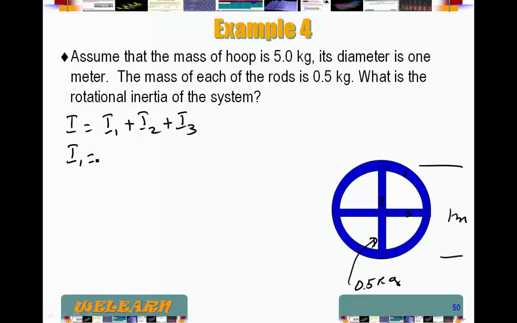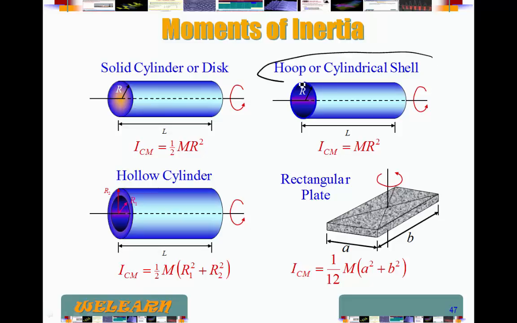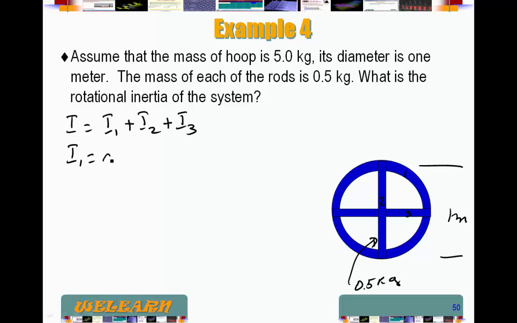Now, when we consider the hoop, we look at our equations. A hoop or cylindrical shell, it's mr squared. All the mass is the same distance away from the axis of rotation. So in that case, it's going to be the mass of the hoop times the radius of the hoop squared. Now in this case, we are given the mass of the hoop, that's 5 kilograms. The radius is not given, but we are given the diameter. The diameter is 1 meter, so it's 0.5 meters squared. That's my I1.